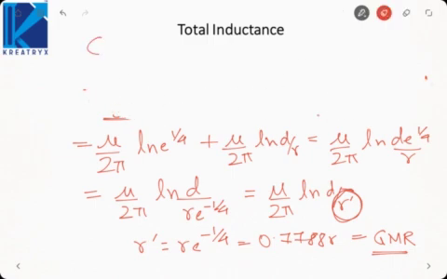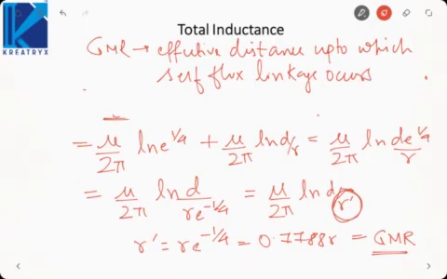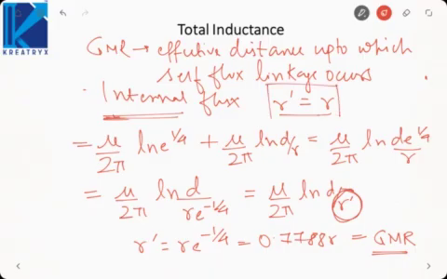So GMR is the effective distance up to which self flux linkage occurs. Okay, this is due to internal flux. If there were no internal flux, then R prime would be equal to R. That is, internal flux would be present from 0 to R radius. But now internal flux is present from 0 to R prime radius.